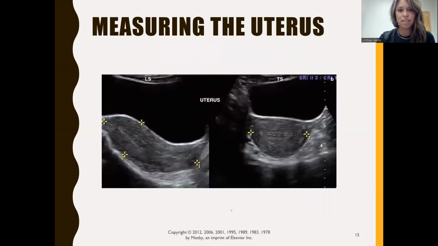This is measuring the uterus again. I feel like I keep pushing this, but it's the first thing that you're going to want to measure. So what is this black hole? The bladder. And how are we going to measure the uterus? We're going to measure it from the fundus to the cervix and from the anterior to the posterior part of the uterus here. And then we are going to do a width measurement of the uterus here. And this is in transvaginal. This is in a sagittal view.